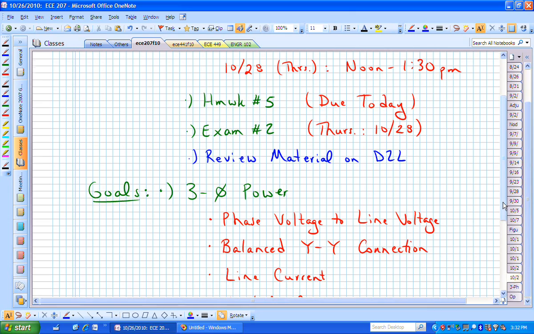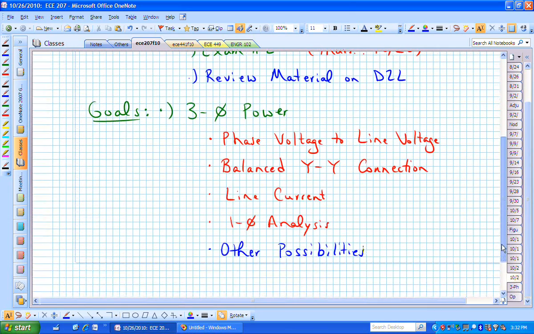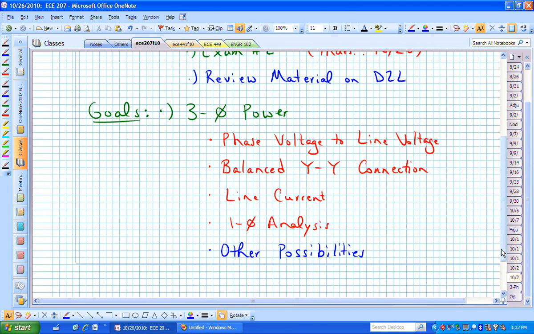Today what I want to do is go over three-phase power, look at this conversion from phase voltage to line voltage. Maybe that isn't even clear yet as far as the terminology. Hopefully the terminology will become clear as we explain it. Then we'll look at a balanced Y-Y connection, which is really what you had on your last problem for the homework. Hopefully now it will make more sense.